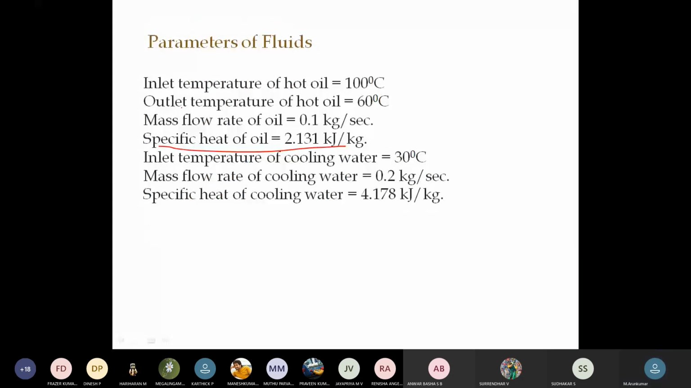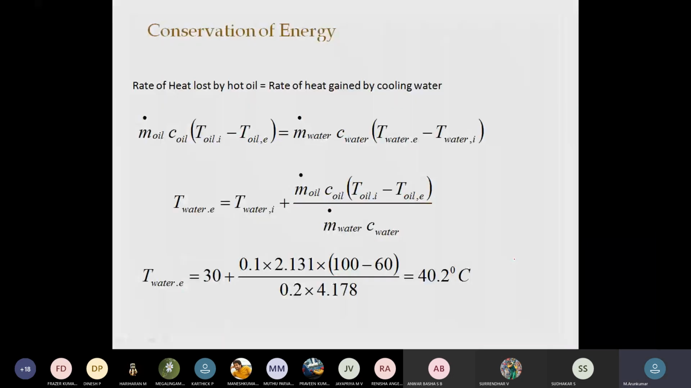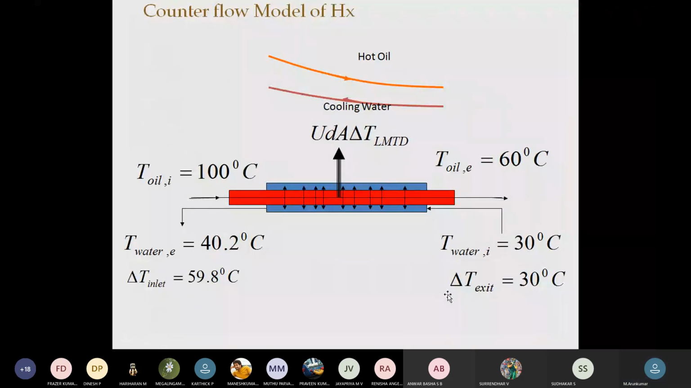This data is taken from your property tables and charts. So we can refer to the property tables and charts to get the Cp value of oil and the Cp value of water. Then we can use the steady flow energy equation to calculate the temperature at which the water exits. Then that can be used.